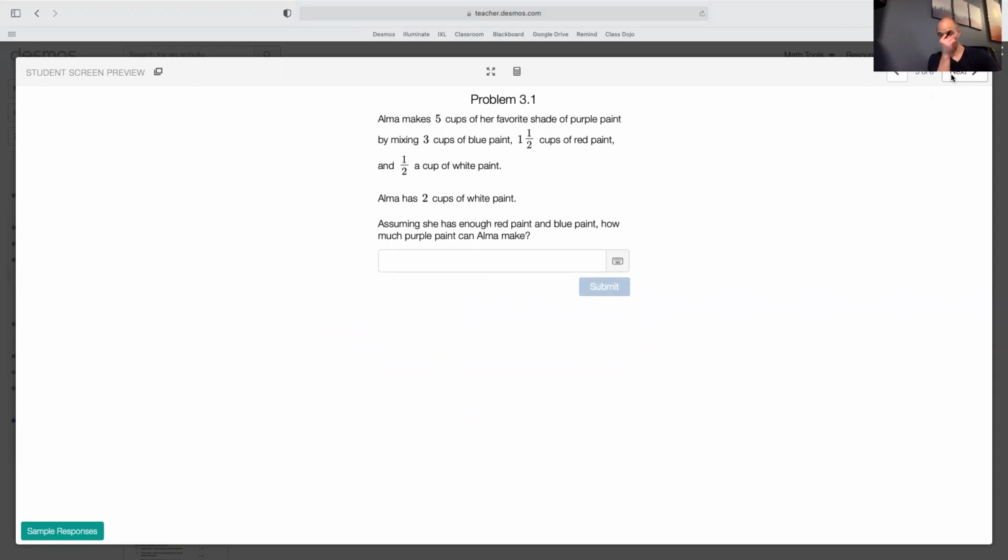All right, so now we're going to do some spiraling stuff. They like to throw in old stuff in these assignments. We got some proportional relationship ratio stuff here. Alma makes 5 cups of her favorite shade of purple paint by mixing 3 cups of blue, 1.5 of red, and 1/2 of white. Alma has 2 cups of white paint. Assuming she has enough red paint and blue paint, how much purple paint can Alma make?